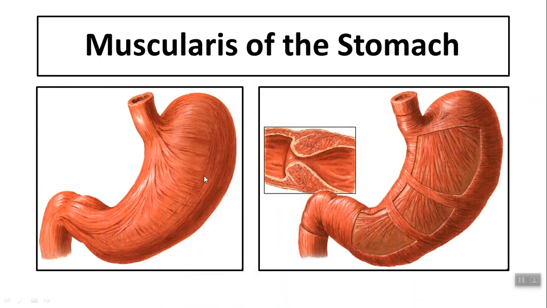We can see here the longitudinal layer, and we also have the circular layer, and another additional layer, which is the oblique layer. In the pylorus, we have a thickening of the circular smooth muscle layer to form the pyloric sphincter that controls the rate of the passage of food from the stomach to the small intestine.